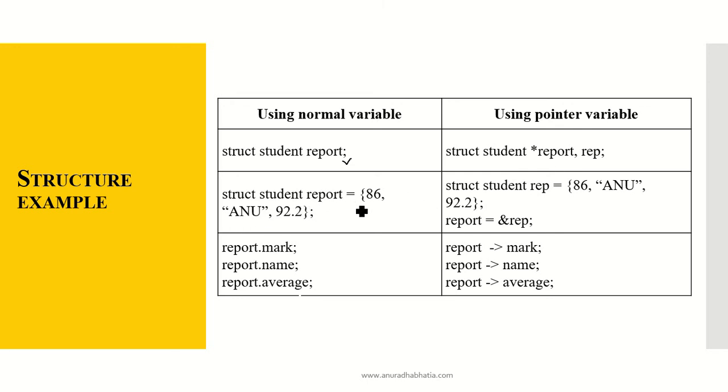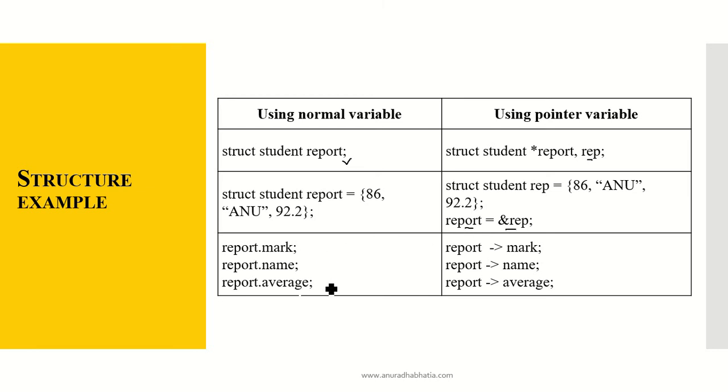Now it is struct student report. So my variables were mark, name, and average. So I've put 86 as the marks, name as Anu, average is 92.2. Similarly for pointers, struct student rep, this is the variable, is equal to 86, Anu, and 92.2. Now because it is a pointer, report is of the type pointer variable, so it should have the address of my rep. So I say report is equal to address of rep, so it stores my address now.